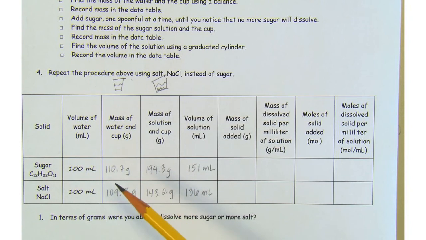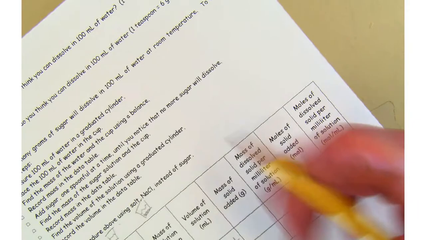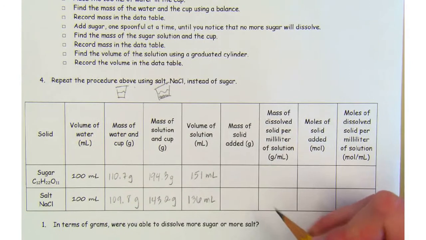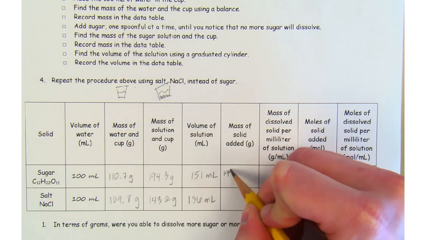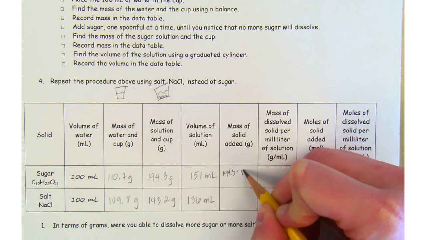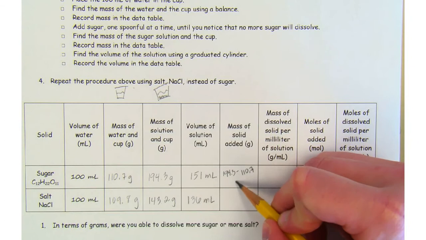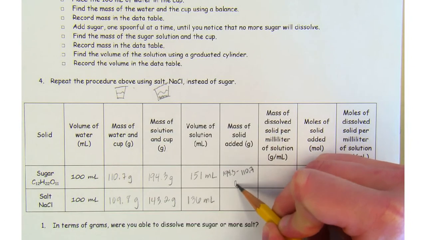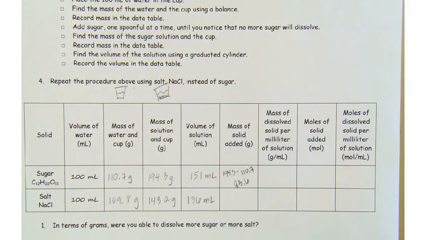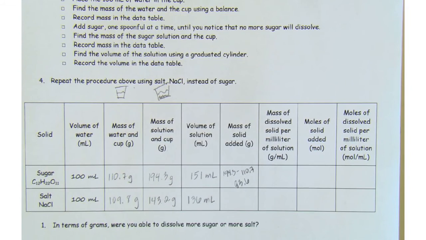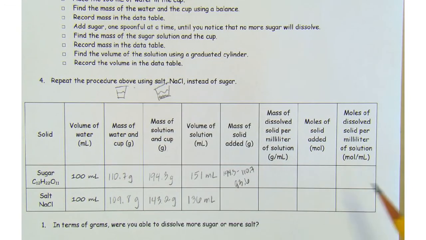So you subtract 194.3 and 110.7. Oops. I need a sec to do that in my head. I think it's 93.6. Nope, 83.6. Okay, if that's wrong, we're just going to use that answer from now on out. So 83.6 grams, that's how much sugar I put in.